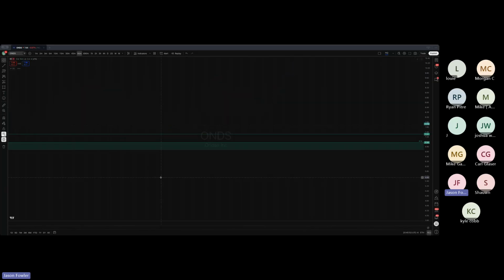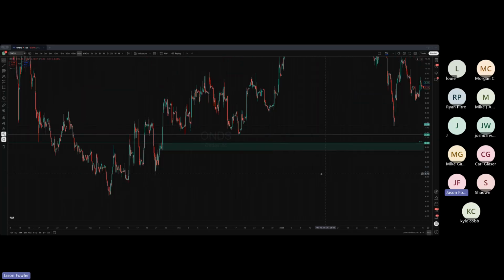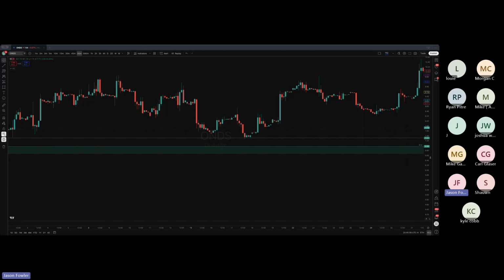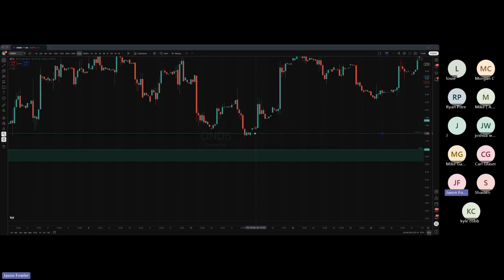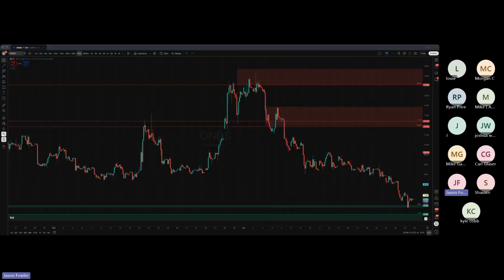Let me just go to a 90-minute, see if we have one there. Yeah, we could go with that. Let's call it 90-minute here. We bounced here today. I'm sure if we went lower, we could find a cleaner zone, but we'll go with 90-minute for this right now. So this is a zone we have here, and boom, we got a bounce out of it today.